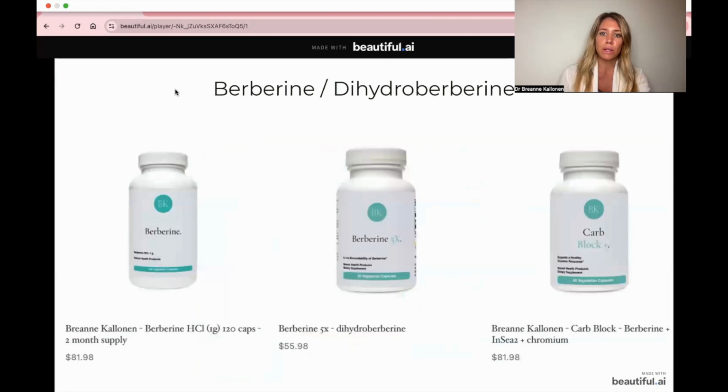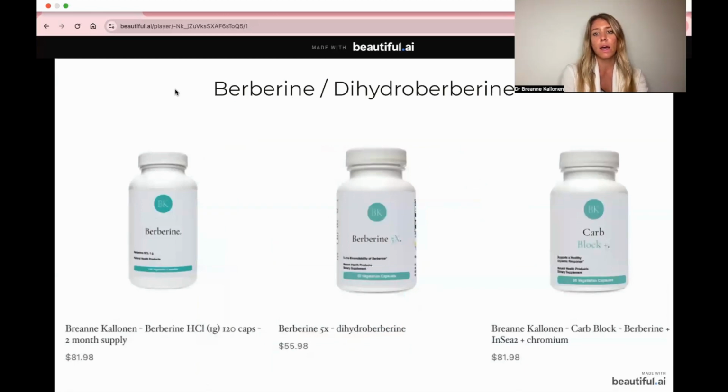Here are some berberine options. Berberine is one of my favorite natural health products for managing the insulin resistance and resistant weight loss. It can also help with cholesterol. The very first option is berberine HCl. This has the most research on it. It has been shown in head-to-head studies as comparable to metformin, the pharmaceutical medication we use for type 2 diabetes. Berberine HCl has the most research on it.